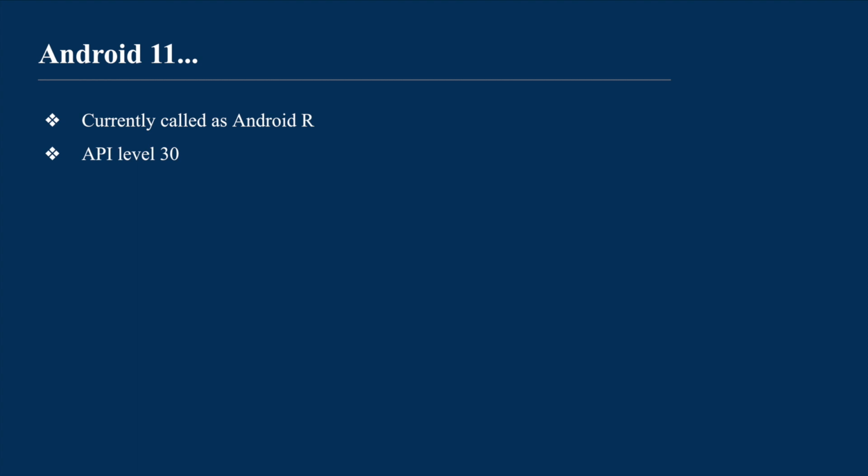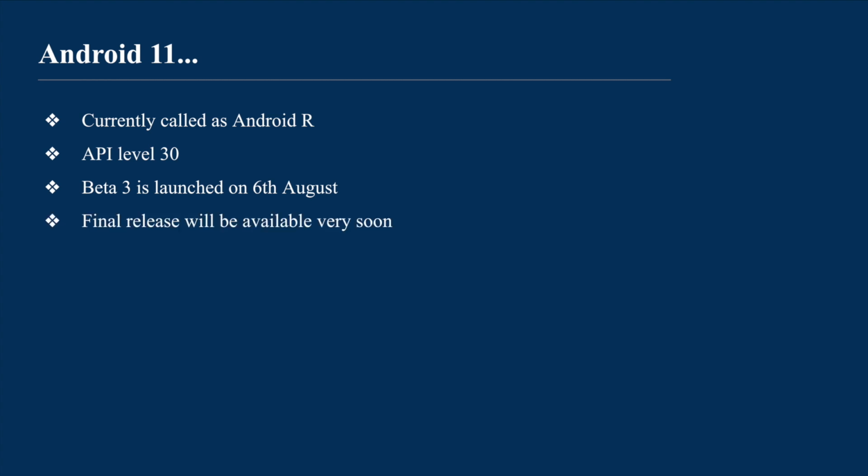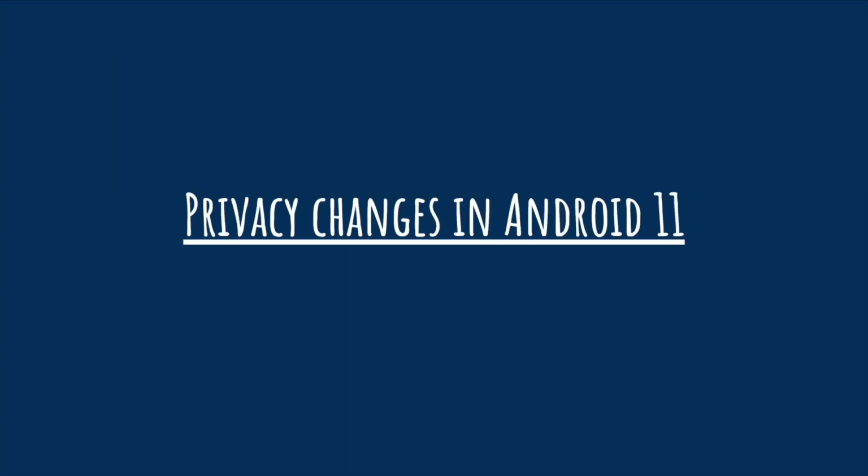in our build.gradle file. Beta 3 was launched recently on 6th of August 2020 and its final release will be available very soon. So this is the right time to get started and learn new APIs in Android 11. And as part of this series, we will understand the privacy changes in Android 11. In Android 11, there are many changes related to privacy, and we will understand all of them as part of this series. So, let's get started and understand the new feature, one time permissions.